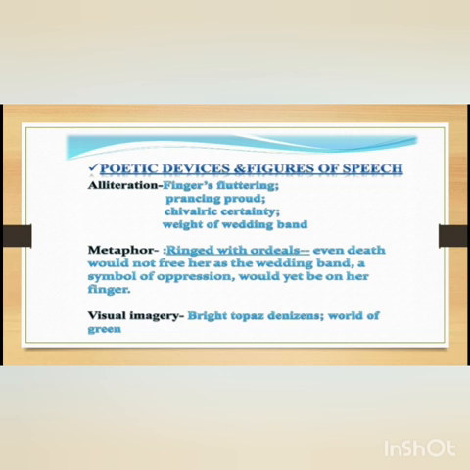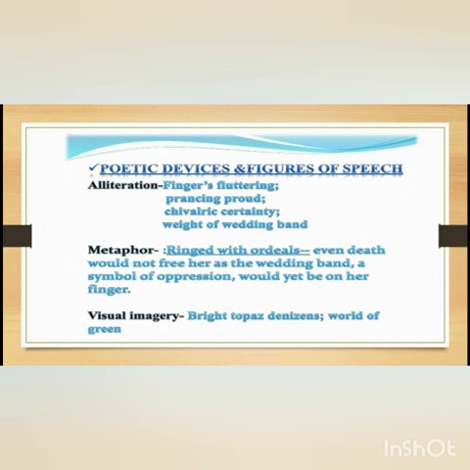Let us look at the second poetic device, which is metaphor. This poetic device is an indirect comparison between two dissimilar things and asserts that two things are similar or the same. So, the example that you can see in the poem is ringed with ordeals. So, even death would not free Aunt Jennifer, as the wedding band, a symbol of oppression, would yet be on her finger.